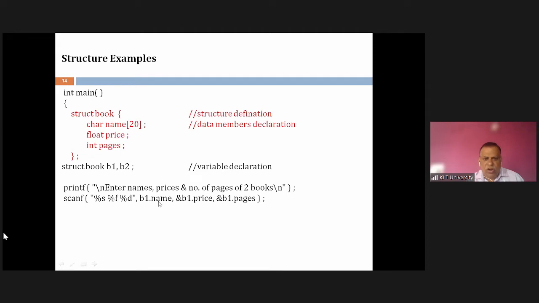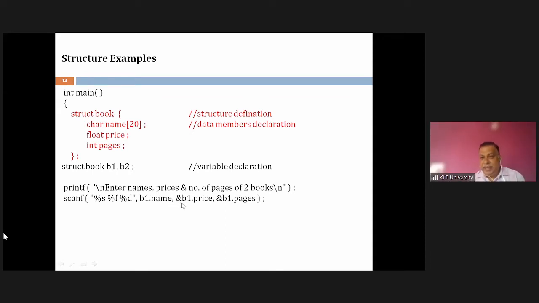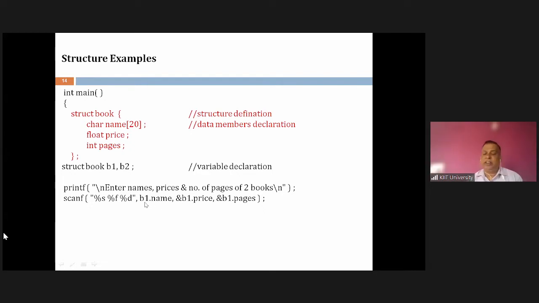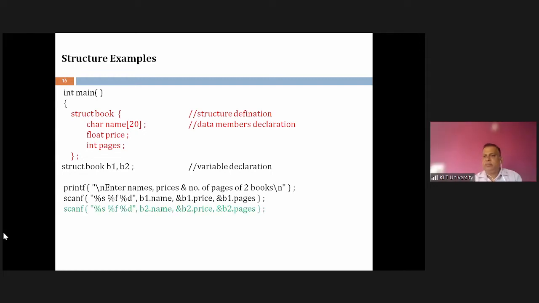I wrote B1.name. B1 is the name of the variable. And I would like to give the first character address. Is the first character address name of 0 or name only? Name. Very good. I wrote B1.name. But in this case, did I write B1.price or ampersand B1.price? Here the address is not ampersand for name because the address of the first character is name only. So I wrote ampersand B1.price, ampersand B1.pages. With this, I can give name, price, and pages. Understood it? Yes or no? Yes, sir. And I want to give it for the second book, another scanf to read the second book.